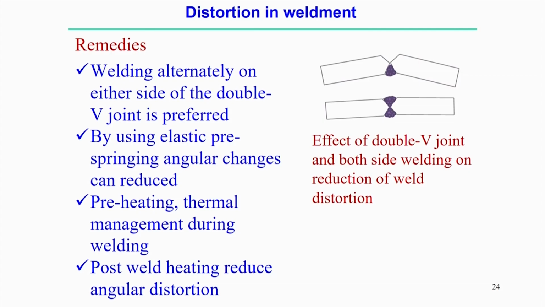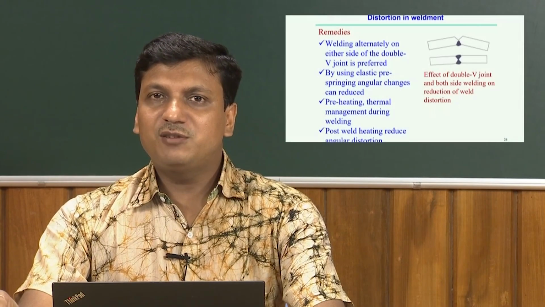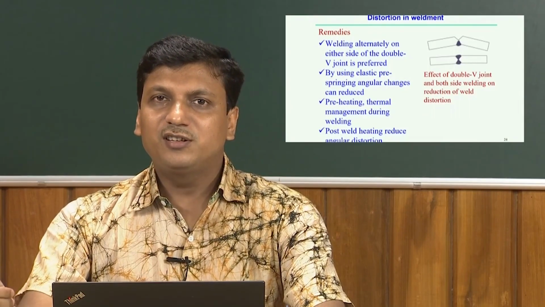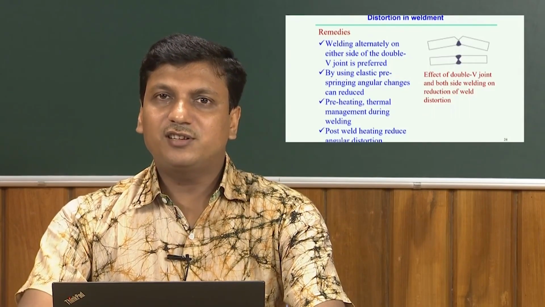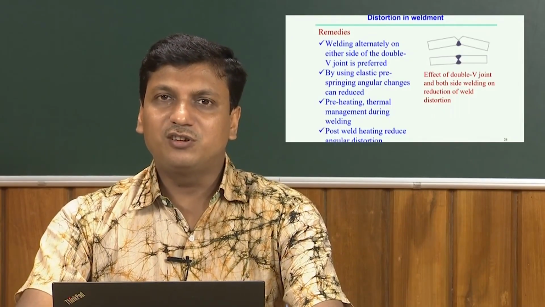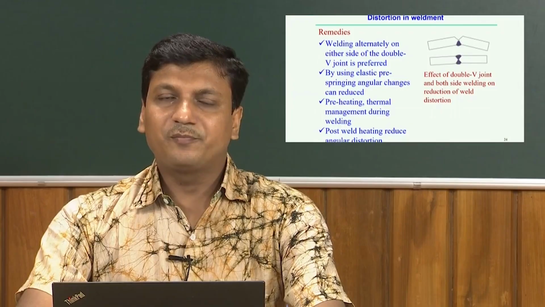Another mechanical way is using an elastic pre-spring before the welding, which can also help to reduce the angular distortion. That means, before welding, you intentionally give some angular distortion, so that after welding it neutralizes the pre-existing angular distortion of the weld joint. So, that is one way to reduce the distortion.